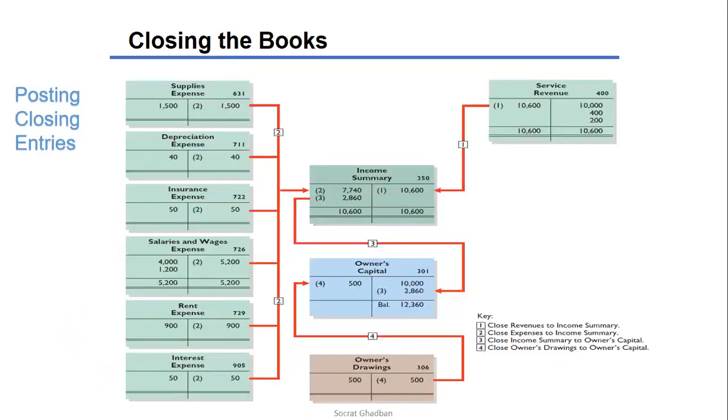So as you can see, this is graphically how the accounts were closed. We start from the first step where we closed the revenue, the second step where we closed the expenses, and then we had the income summary, which was closed to the owner's capital, and also the owner's drawings, which were closed to the owner's capital.